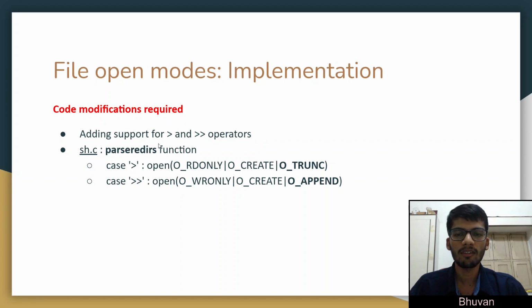For adding support for these arrow redirect operators, we need to look at the sh.c file. It contains all the functionality related to the shell. It has one parseredirs function. What this does is, after parsing the command, it opens the file in a mode. So we just need to specify the modes correctly, and that will ensure the working of these arrow operators. This is because we have already implemented these modes in the previous slide.